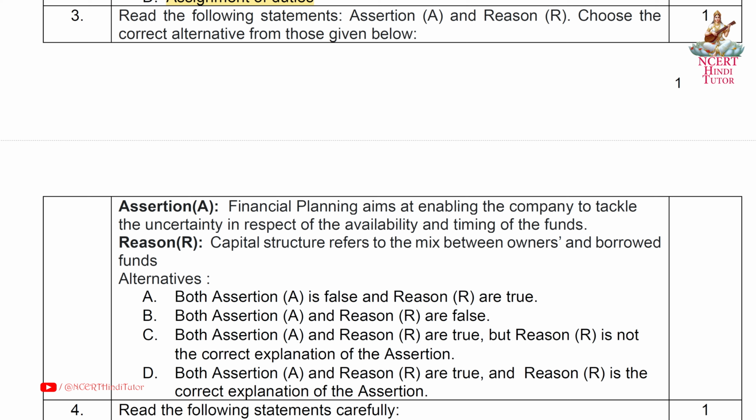Question 3. Read the following statements, assertion A and reason R. Choose the correct alternative from those given below. Assertion A. Financial planning aims at enabling the company to tackle the uncertainty in respect of the availability and timing of the funds. Reason R. Capital structure refers to the mix between owners and borrowed funds. Answer C. Both assertion A and reason R are true, but reason R is not the correct explanation of the assertion.